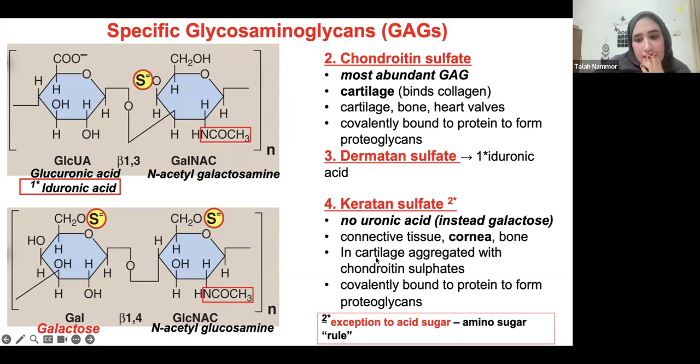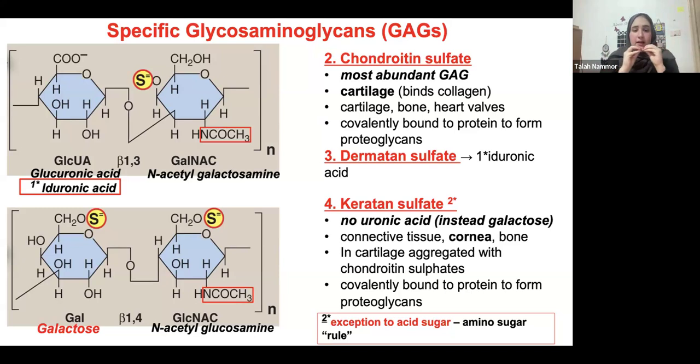Okay? Now, moving on, we have keratan sulfate. Keratan sulfate is unique. Why is it unique? Because it doesn't have an acid. We don't have glucuronic acid, nor iduronic acid. What do we have instead? Galactose. So we're going to have galactose, and this galactose is going to be with N-acetyl glucosamine, because we're not going to have two galactoses. Like, common sense. So galactose and N-acetyl glucosamine.